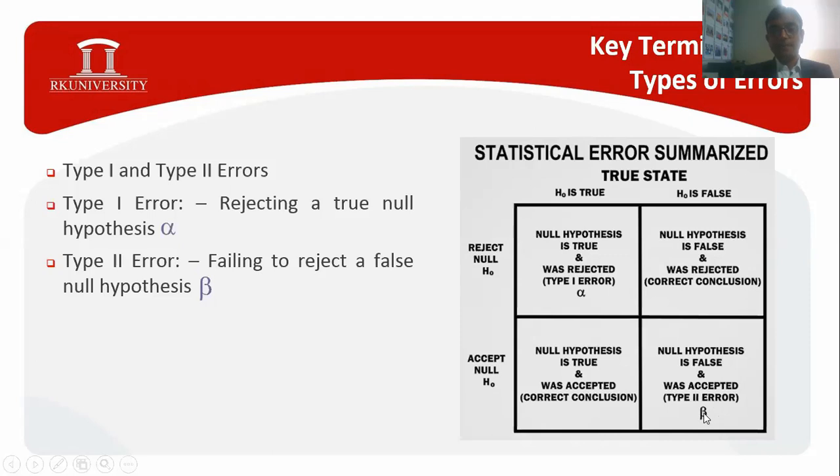denoted by beta. So in summary, type 1 error means rejecting a true null hypothesis, and type 2 error means failing to reject a false null hypothesis, which are denoted by alpha and beta respectively.